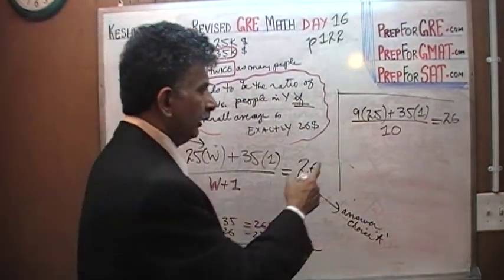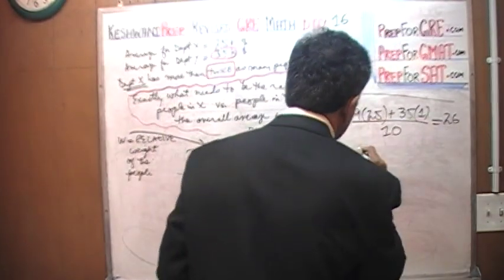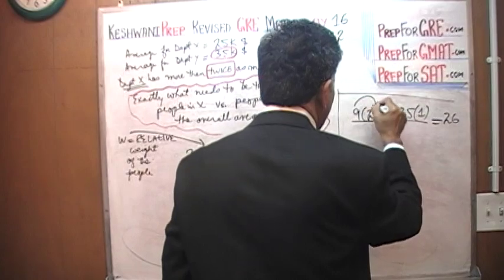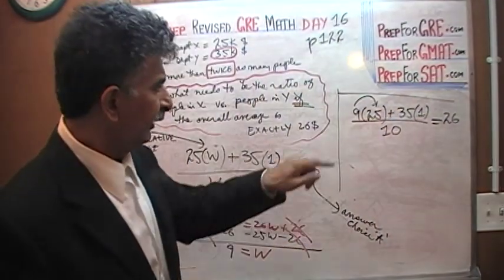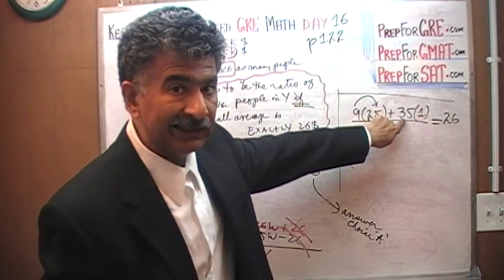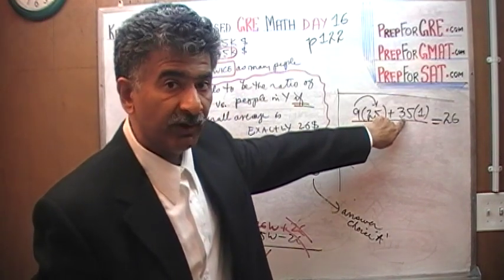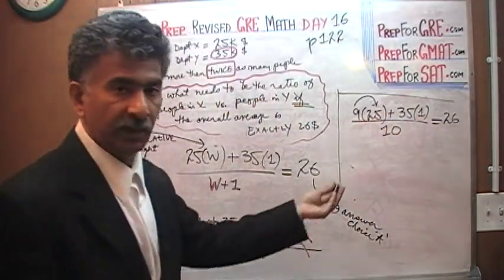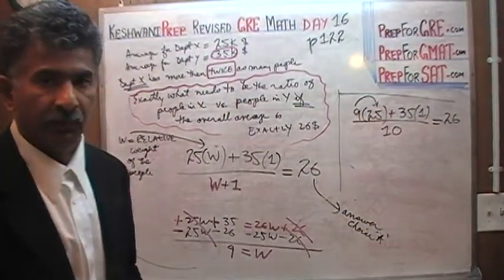Let's find out. If you cross multiply, 10 times 26 is 260. 9 times 25, listen very carefully, and there is another 25 here, so that's 10 times 25, which is 250, plus another 10 is 260. Well, I don't have to do anything, I just proved it. This is a correct equation.